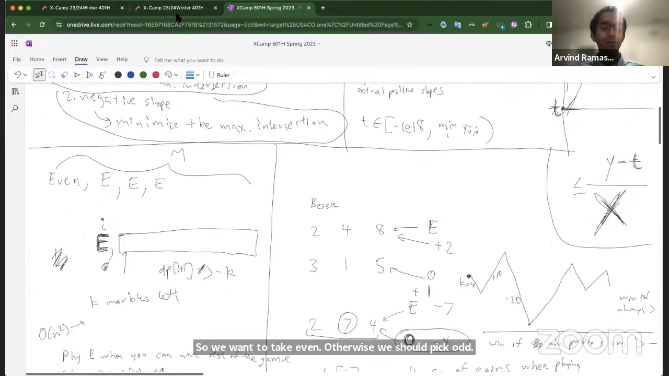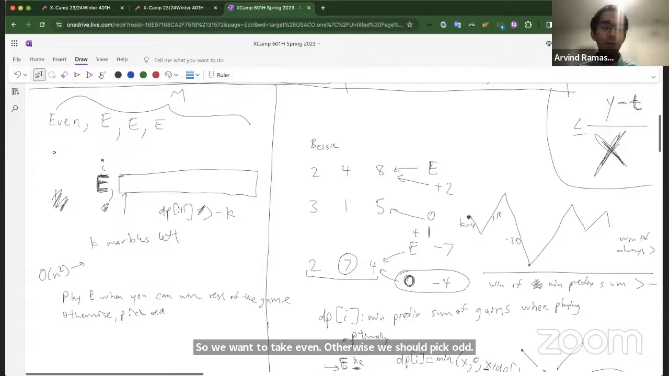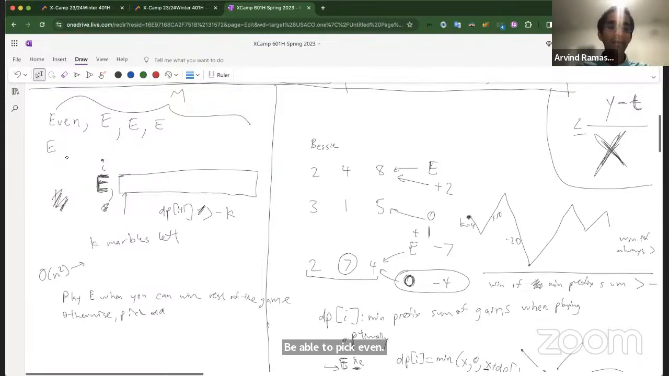Summarize this. For many of these problems where you want to find something that's lexicographically minimum, even is less than odd. So it's always better to pick even, if you have a choice between even and odd and both are valid. The idea is you try to pick even as long as it's possible to win the rest of the game. And if you can't pick even, then you can pick odd.